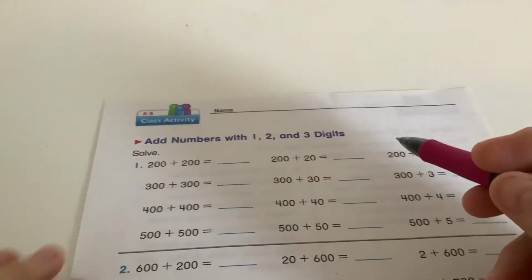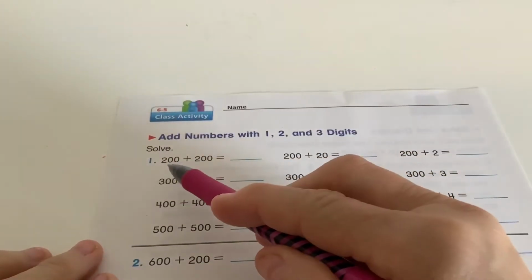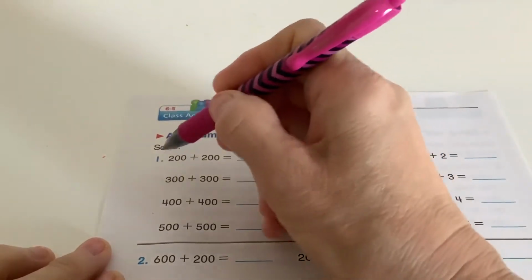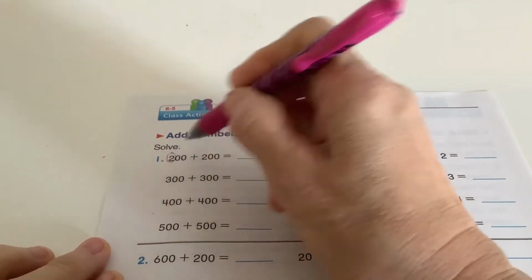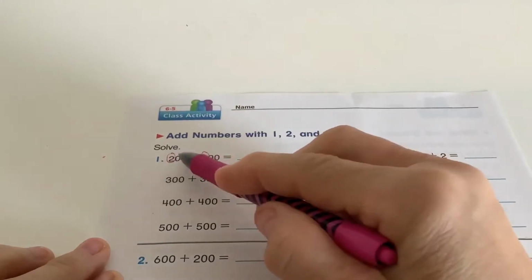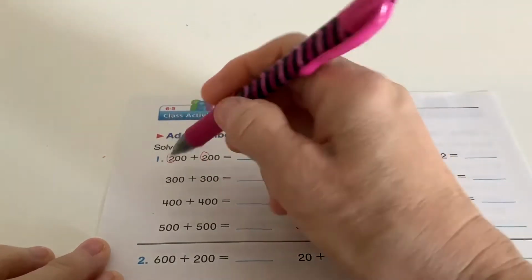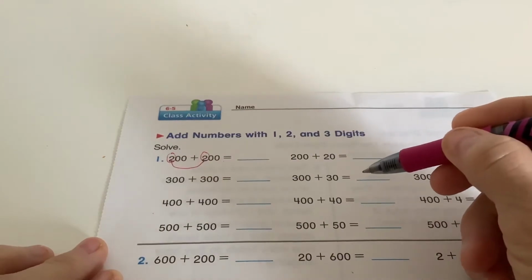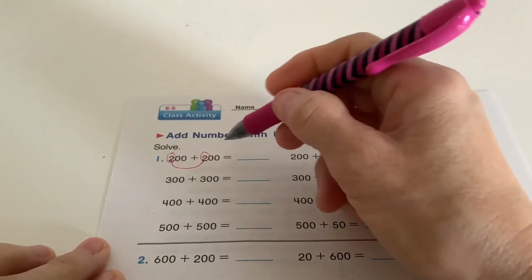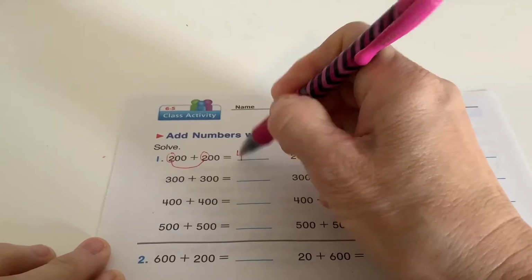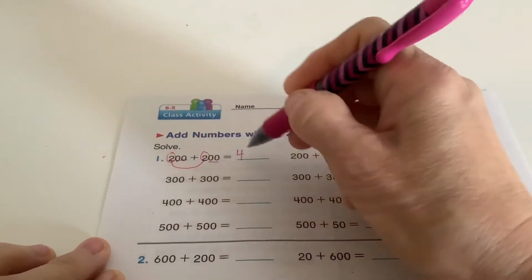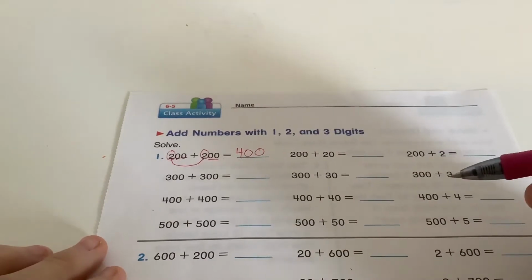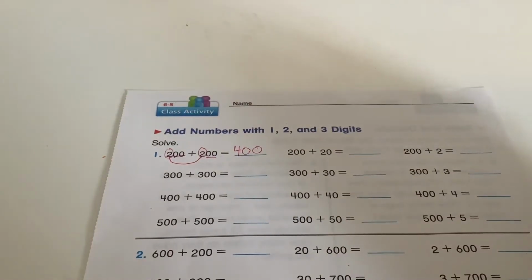And if you remember when we've done this before, 200 plus 200, all you're doing is adding those hundreds together, right? Because the others are zeros. So it's just like adding 2 plus 2. And 2 plus 2 is a very easy doubles fact. 2 plus 2 is 4. And then we need to bring our tens and ones over. So 200 plus 200 is simply going to be 400.